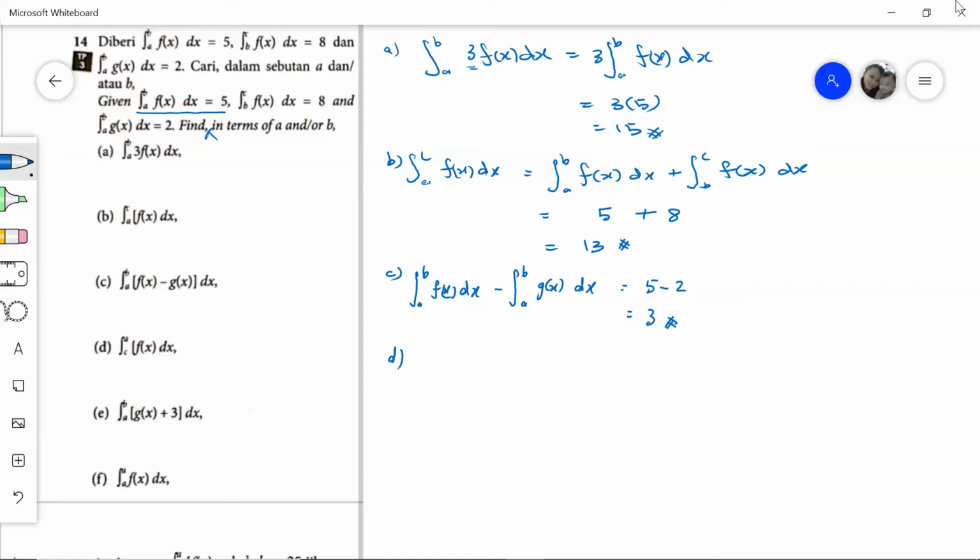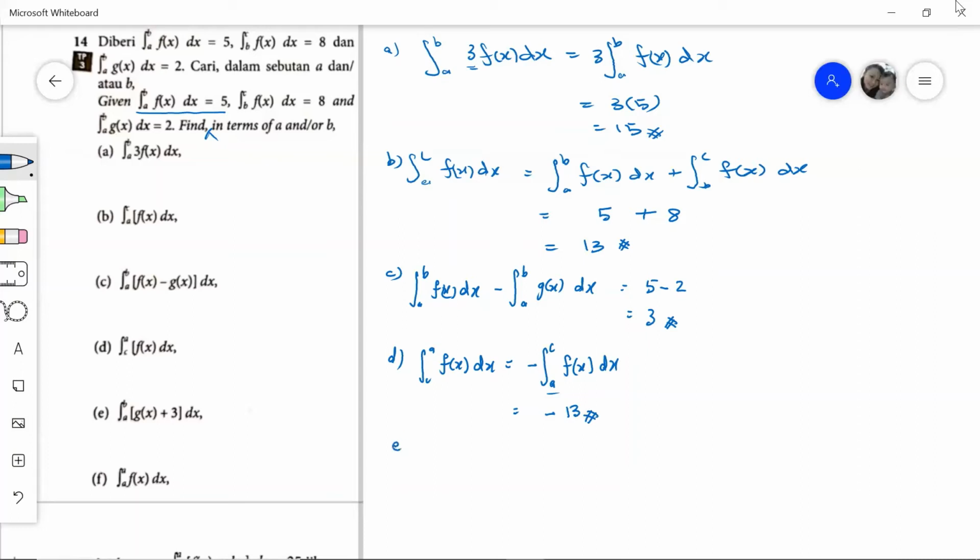Now, next, part D, from c to a, f(x) dx. Okay, we can reverse the boundary to a to c, but we have to put a negative, that means in the opposite direction. Why? Because we have from a to c, which is from part B. So negative 13 is the answer.